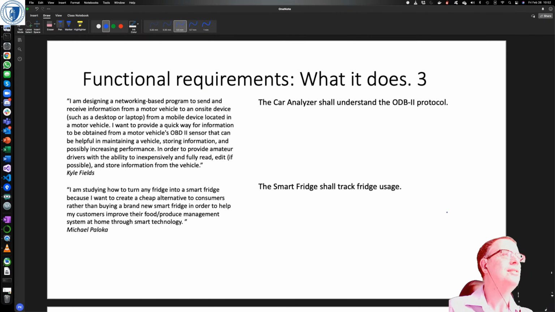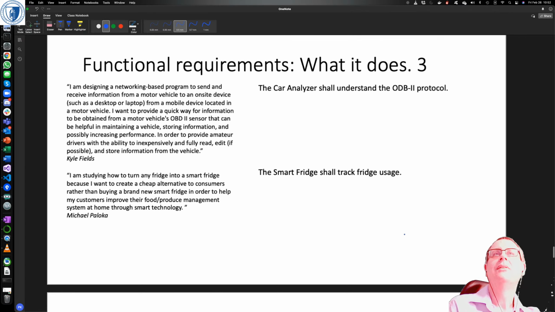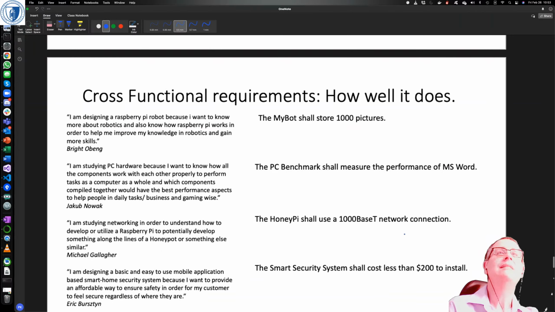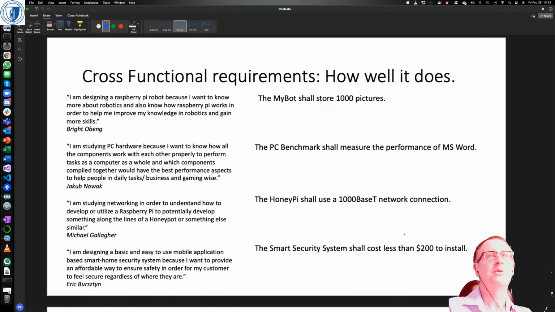Has anybody got any questions about any of that? Okay. So now we can go on to cross-functional requirements.